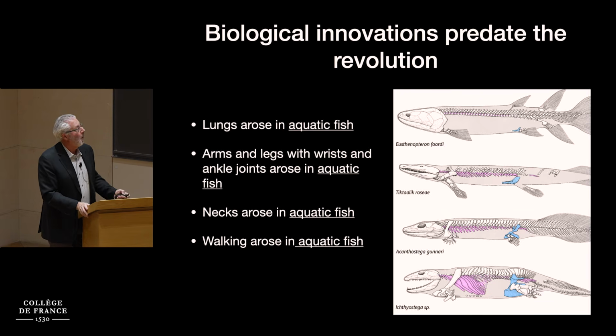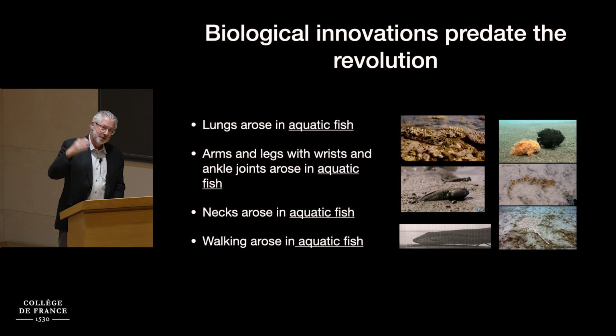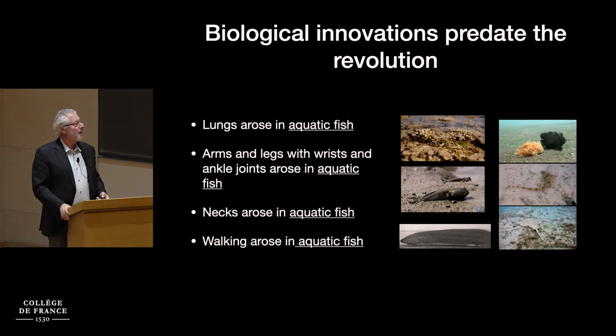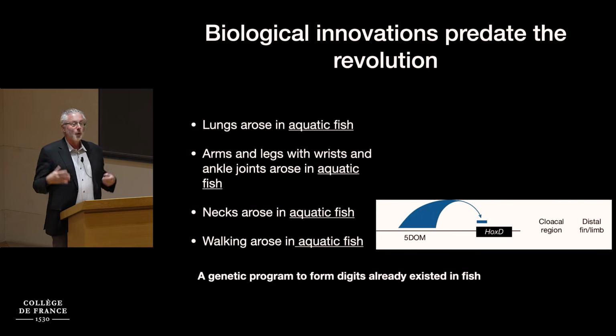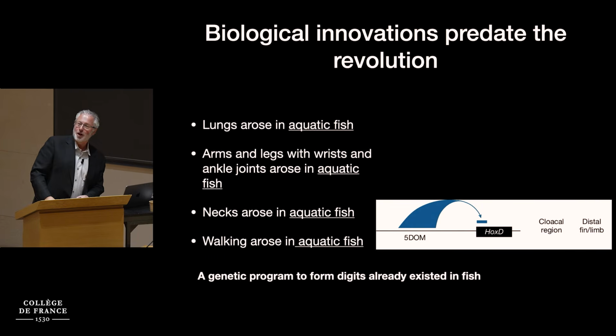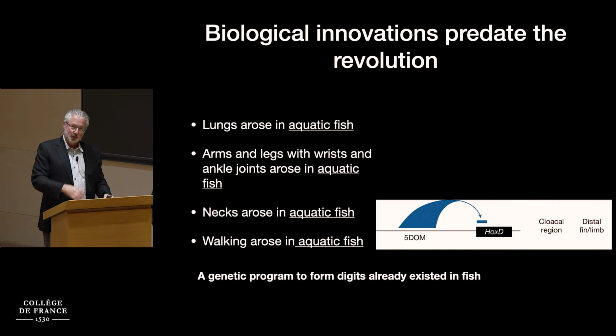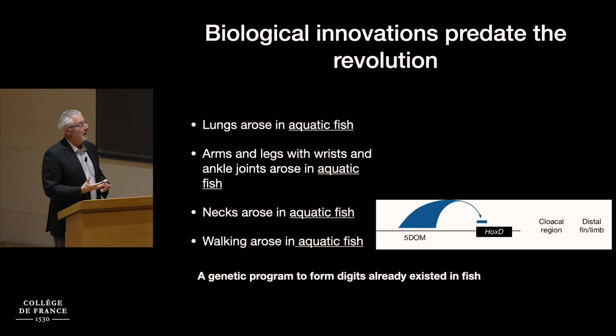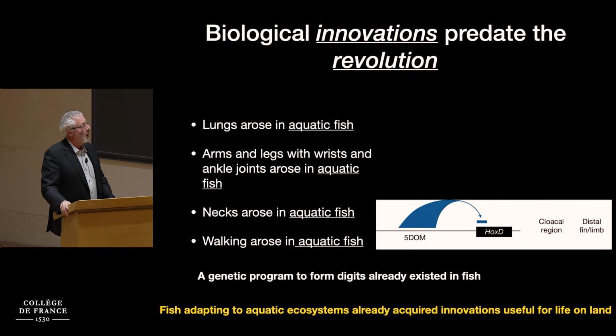First lecture as well. Walking arose in aquatic fish. Second lecture. All this arose in aquatic fish. Indeed, a genetic program to form digits was already present in aquatic fish, patterning other structures. The tools necessary, the inventions necessary for the revolution predate the revolution. So you're basically seeing tinkering at a grand scale, enabling major changes in adaptation and evolution. So fish adapting to aquatic ecosystems already acquired the innovations useful for life on land.